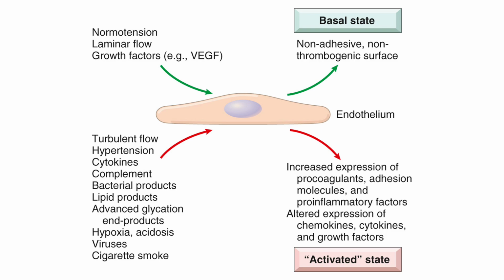Coronary artery disease is caused by atherosclerosis, and atherosclerosis starts with activation of endothelial cells. The main things that activate endothelial cells are high blood pressure, turbulent blood flow, lipid products, diabetes with advanced glycation end products, cigarette smoke, and other inflammatory processes.